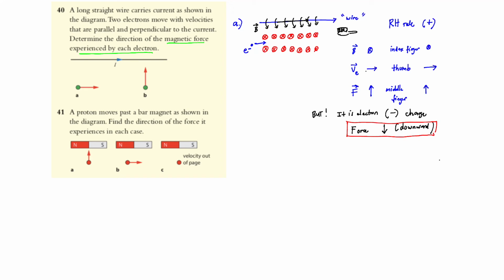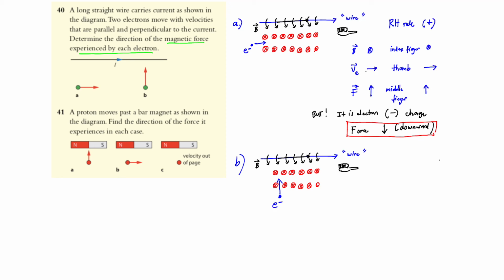Now let's talk about letter B. For the case of letter B, we will have the same direction of the magnetic field. So let's just copy this. Again, that would be your wire, but this time the direction of the electron. Let me just erase this part. So the direction of the electron is going up. That would be the velocity of the electron, going up.